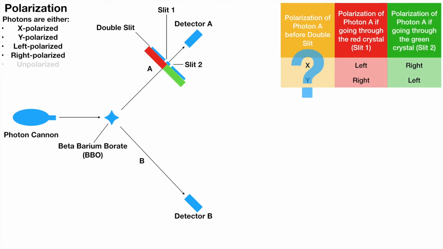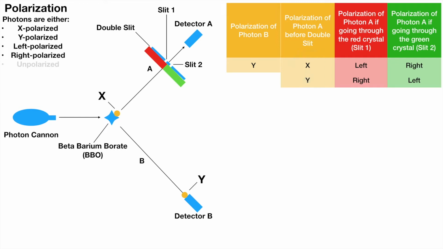When one photon is X polarized, the other must be Y polarized, and the other way around. So let's say a photon arrives at the B side and the detector tells us that it is Y polarized. Now we instantly know that the A photon must have been X polarized the moment it came out of the BBO crystal, simply because that's how the BBO crystal works.